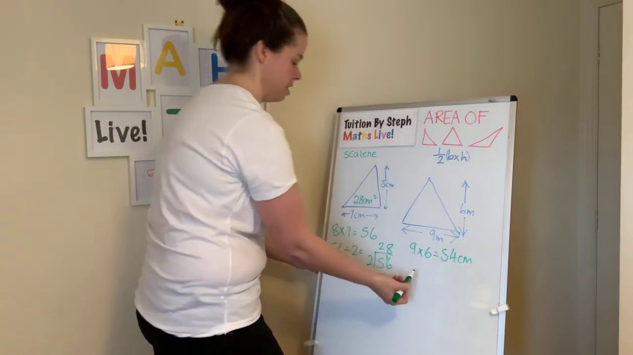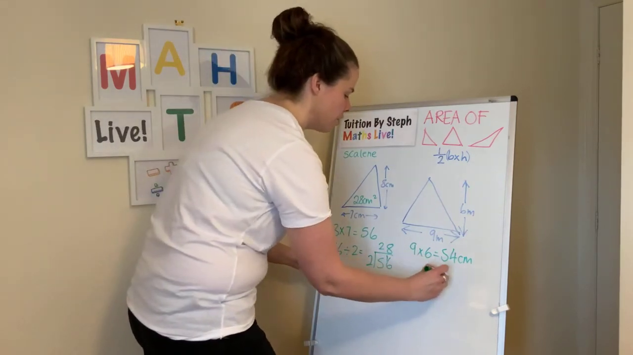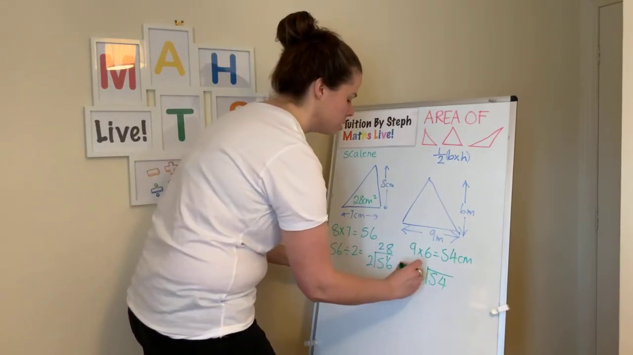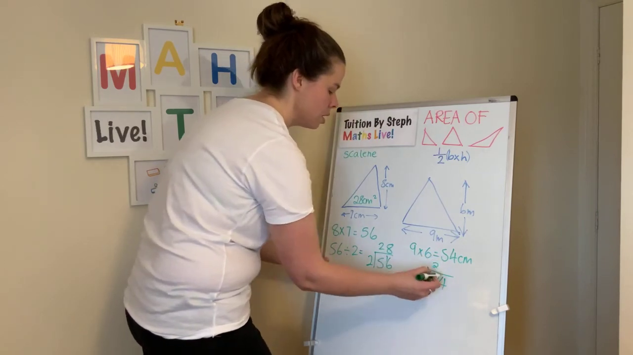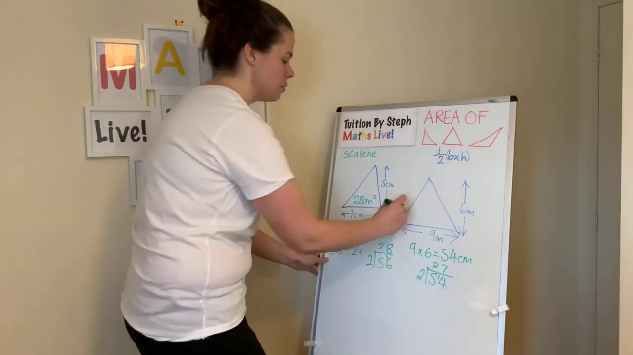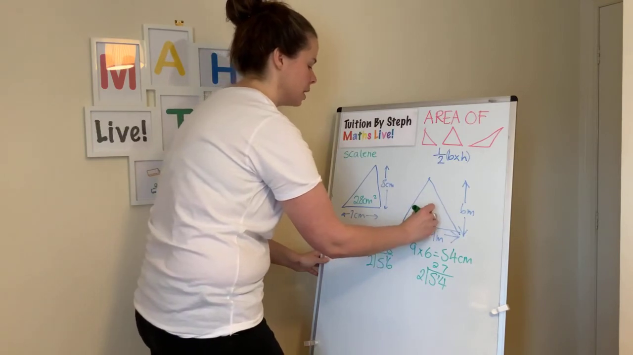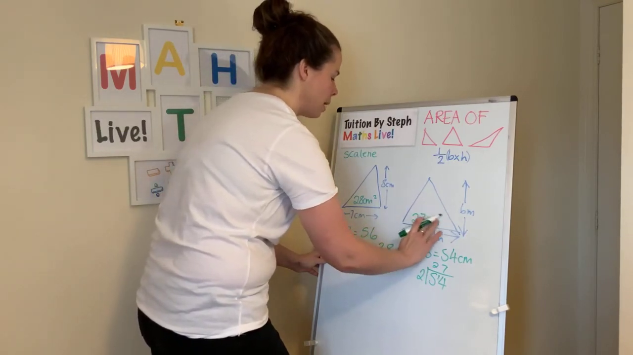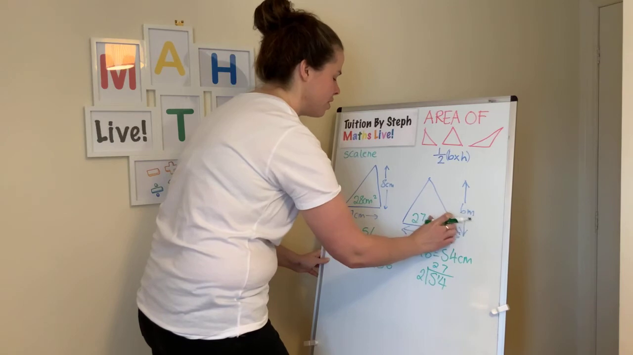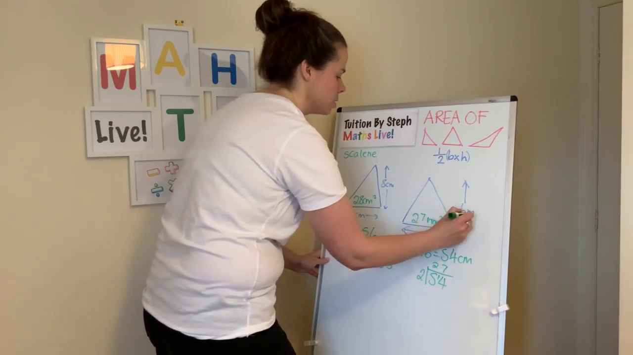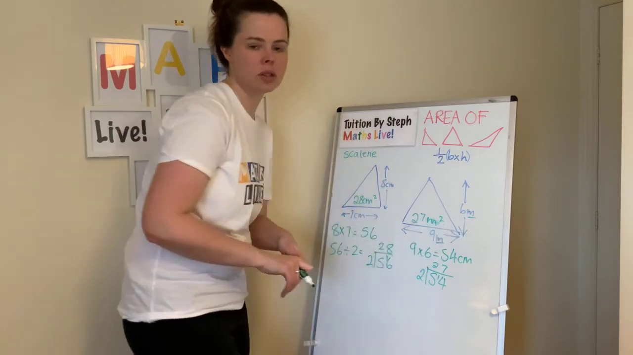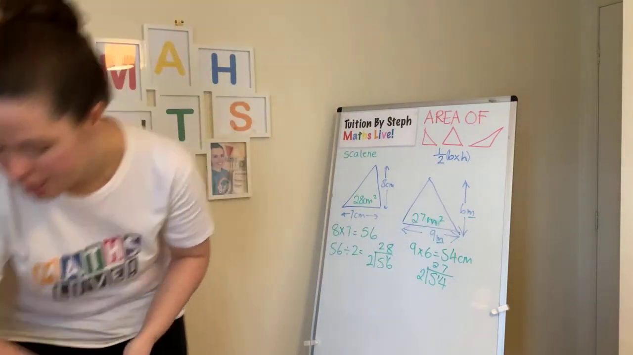And again, think, there's a 5. What's half of 54? Well, you get 2 and carry 1, and half of 14 is 7. So it's 27 centimetres. Nearly fell for it. 27 metres squared, because I changed the units of measurement, didn't I?